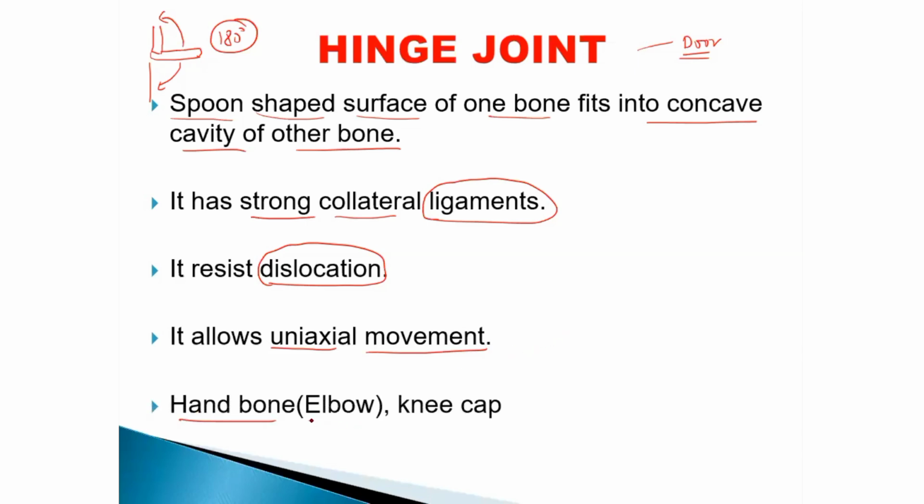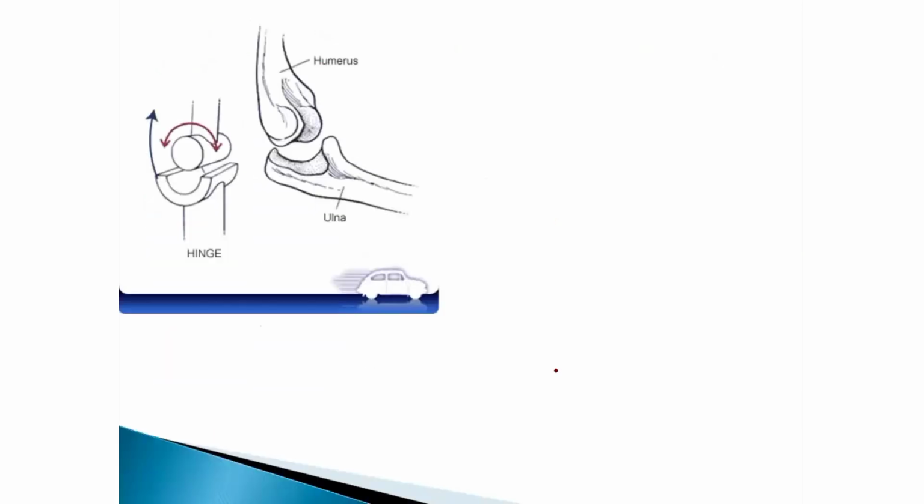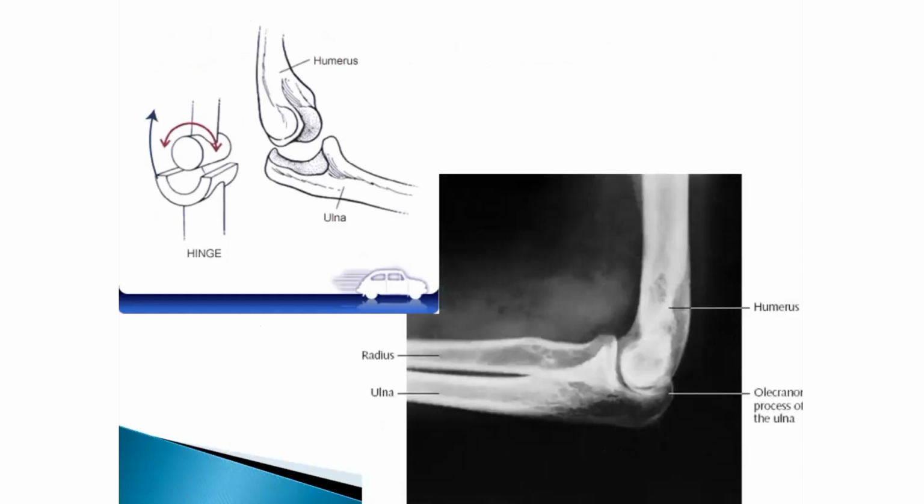Example, we have hand bone, that is elbow, and the kneecap. Kneecap shows such kind of thing. So here in the diagram you can see there is humerus and the ulna, and the hinge joint is seen. So when I talk about this, look at this diagram. Now this diagram will help you to understand actual hinge joint. So here we see humerus, that is the hand bone. We have the radius, and we have the ulna.